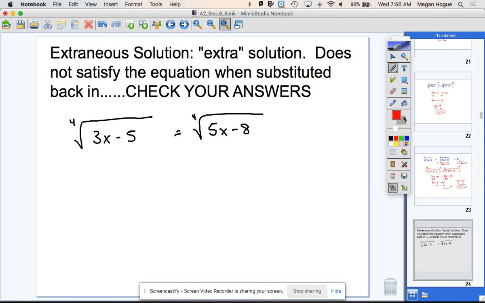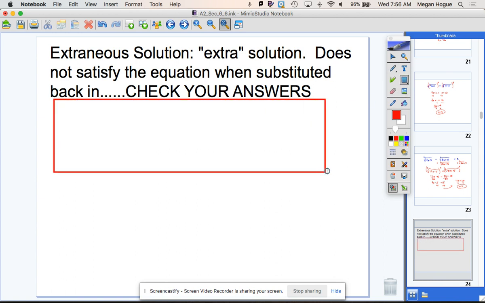Now we're going to talk about something I mentioned yesterday. I mentioned this thing called extraneous solutions. Well, an extraneous solution is pretty much what that word kind of looks like. It's an extra solution. So we got to put that in our notes. An extraneous solution is, for lack of a better term, an extra solution. It does not satisfy the equation when substituted back in.